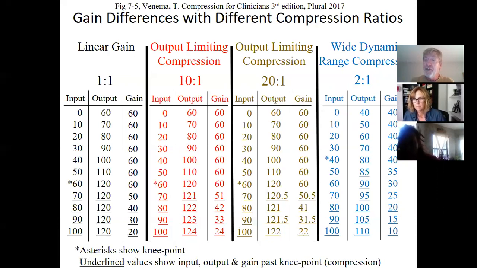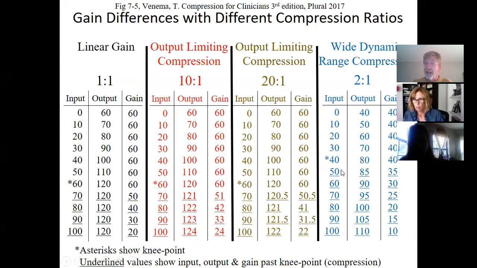So watch this. Look what the hearing aid's doing here. Input of 0, output of only 40. My gain is 40. It's a weaker hearing aid. Input of 10, output of 50. My gain is still 40. Input of 20, output of 60. My gain is still 40. It's linear gain, but less linear gain. Input of 40, output of 80. My gain is still 40. All's well with the world. Now we've hit the knee point. Look at the asterisk. Input of 50. Now my output is only 85.